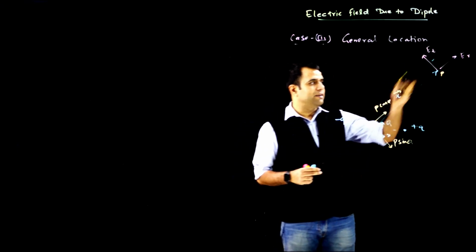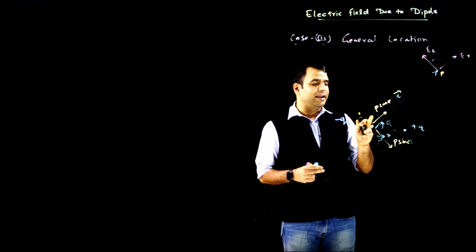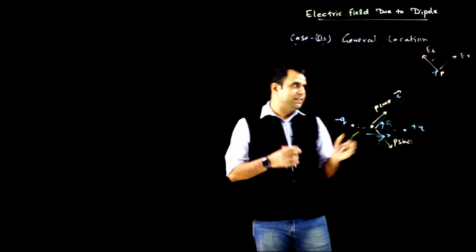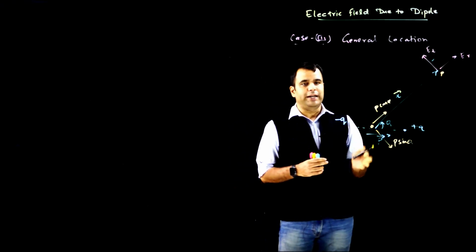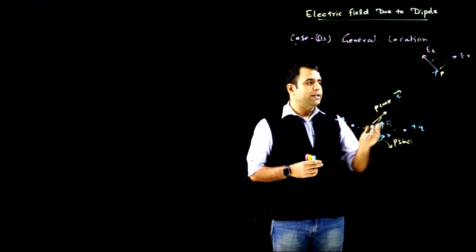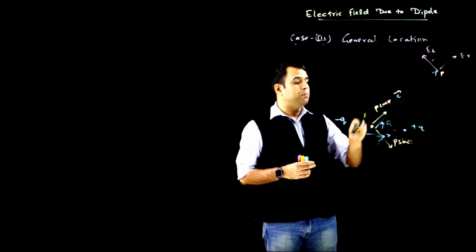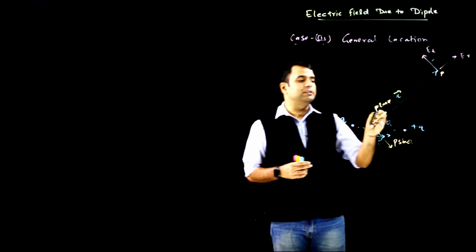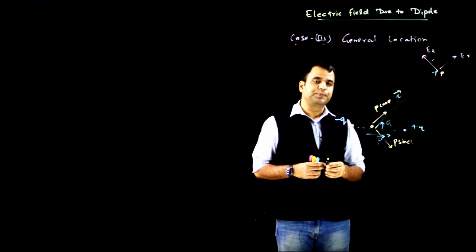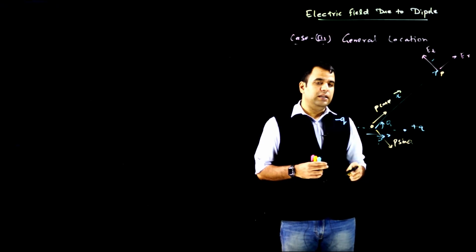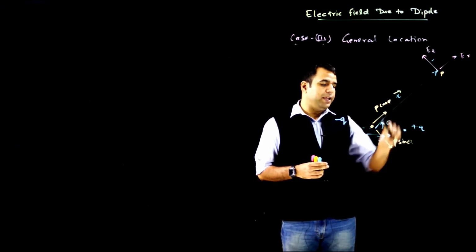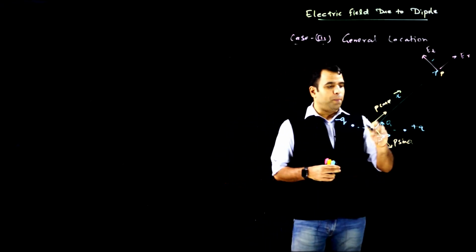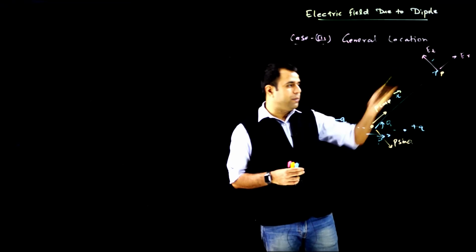Now this position vector of P with respect to O is making an angle theta with respect to this dipole moment. So the first thing we did here, we took components of this dipole moment, one along this line joining OP and one perpendicular to it. So the component of p along the line joining OP is p cos theta, because this angle is theta. And the component of p perpendicular to OP is p sin theta.